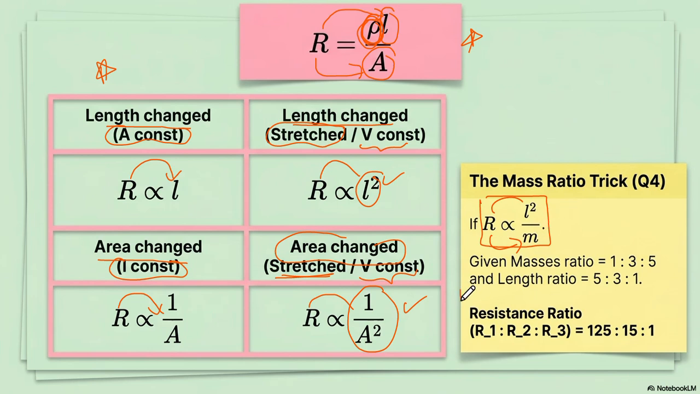So here one question is also there. You can see the mass ratio is given 1:3:5, and the length ratio is given 5:3:1. So we have to find out the ratio of the resistance. By using the formula, we'll get 125:15:1.